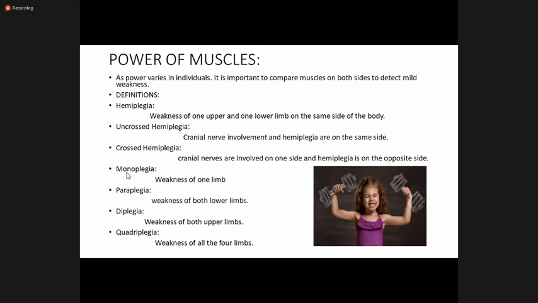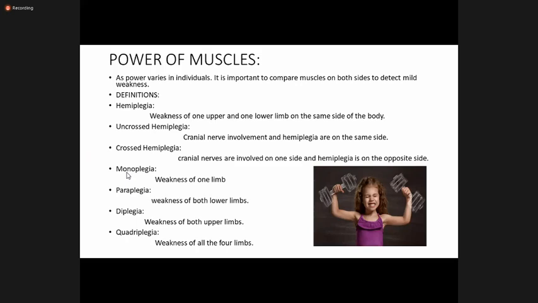Like in case of Guillain-Barre syndrome, you have a symmetrical weakness in both lower limbs in an ascending form. But in case of poliomyelitis, mostly monoplegia, one limb, is involved. In quadriplegia, there is weakness of all four limbs. Both upper and both lower limbs are involved.